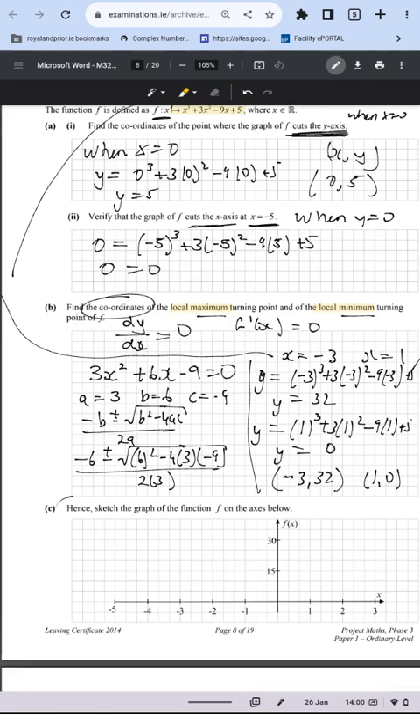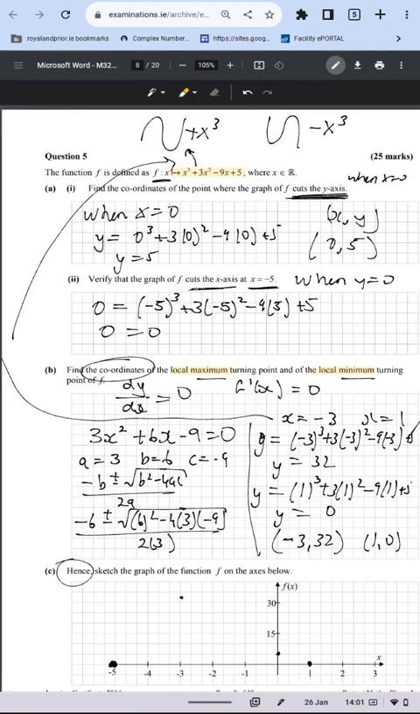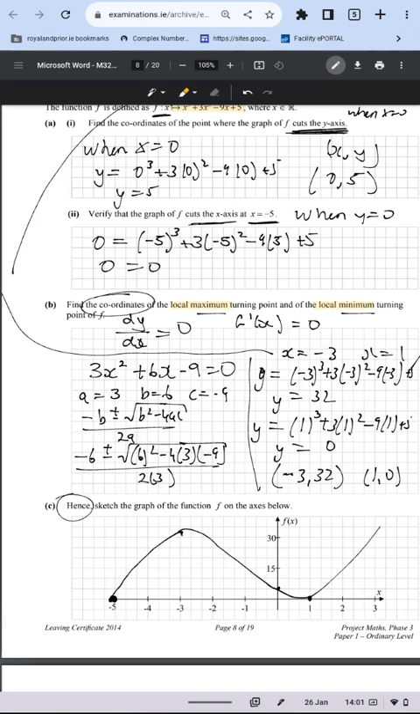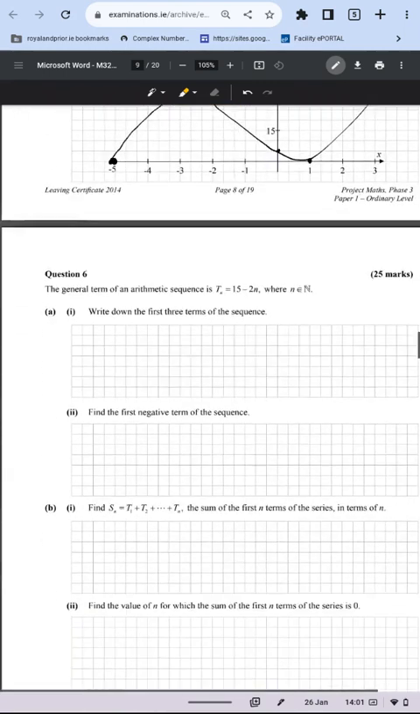And then it says hence. Hence means use all those bits of knowledge, sketch the function. So it told us in part A, it cuts the y-axis at 0, 5, which is there, it's 5, 10, 15. It cuts the x-axis at minus 5, 0. It has a turning point at minus 3, 32, roughly there, and 1, 0. And we said it has this general shape, not the S shape, the opposite. So it's going to go up, down, and then up.